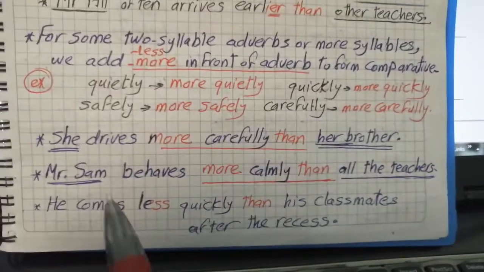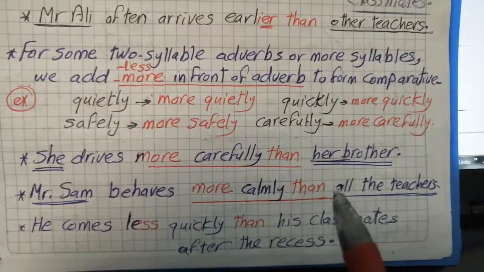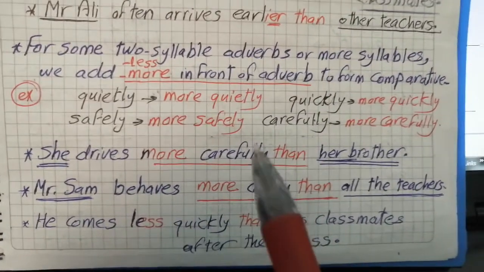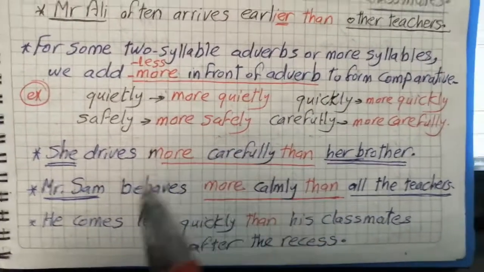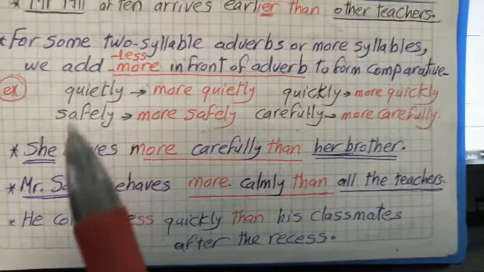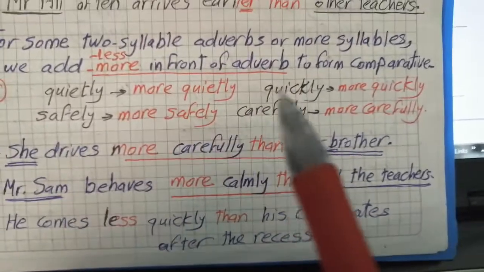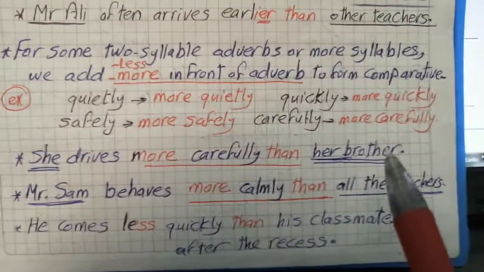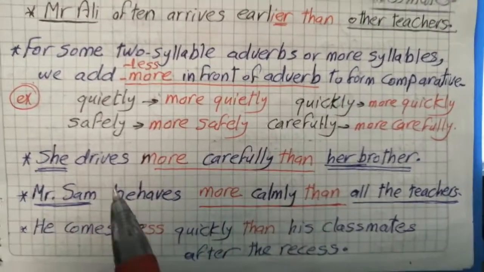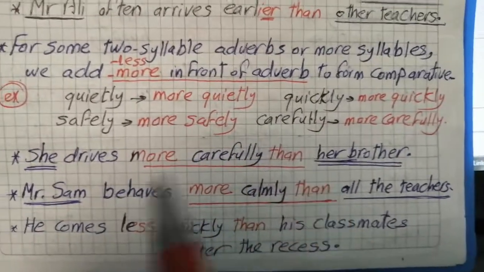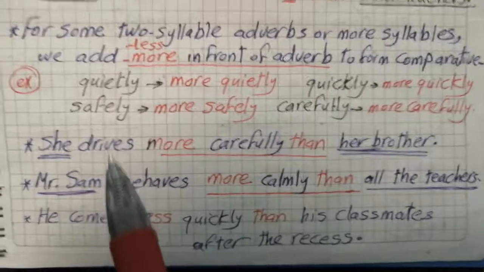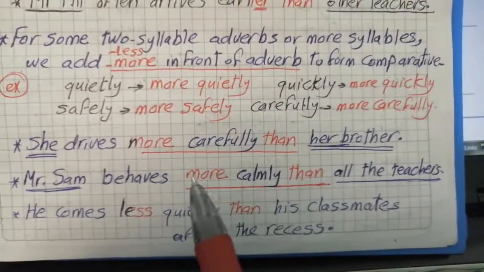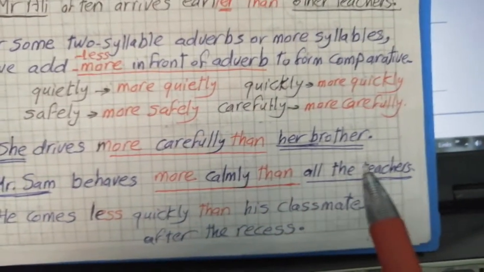In the example, she drives more carefully than her brother. So I'm comparing the way she drives and the way her brother drives. So she drives more carefully than. I'm comparing the action of driving here. Mr. Sam behaves more calmly than all the teachers.